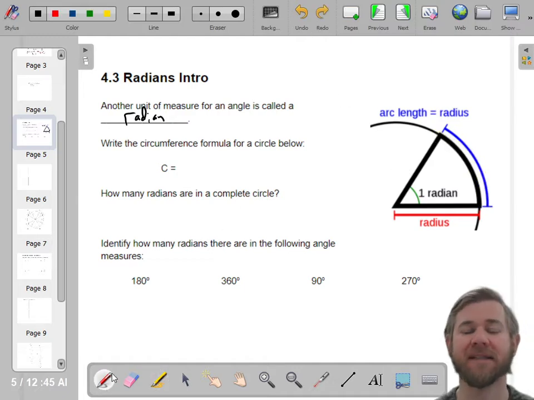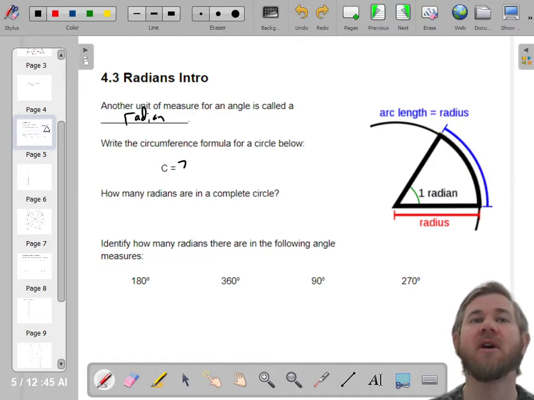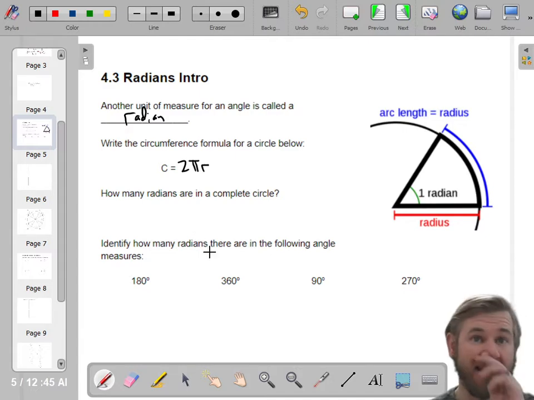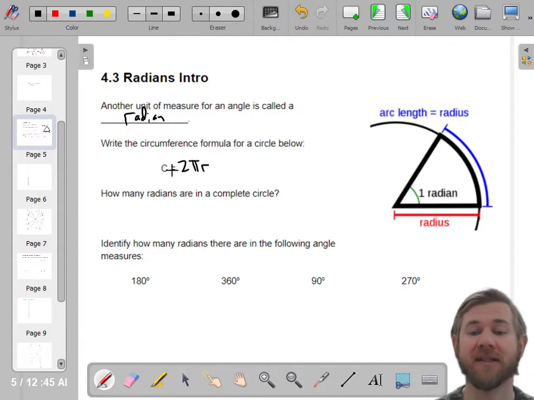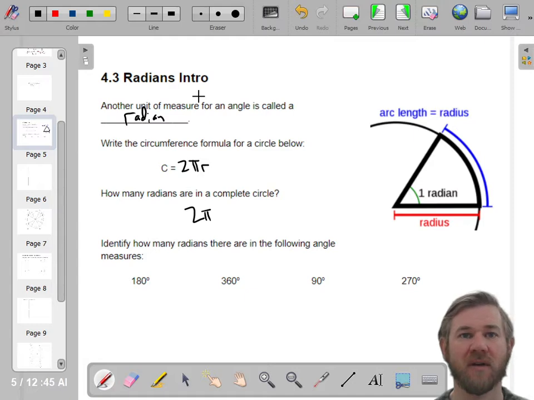Now you have seen some of these ideas before because you know the circumference formula is 2 pi times r. The circumference is the length around the outside of the circle. So how many radiuses would it take to form the outside of the circle? 2 pi r, 2 pi radians. There are 2 pi radians in one circle because it's how many radii it takes to form the circumference.